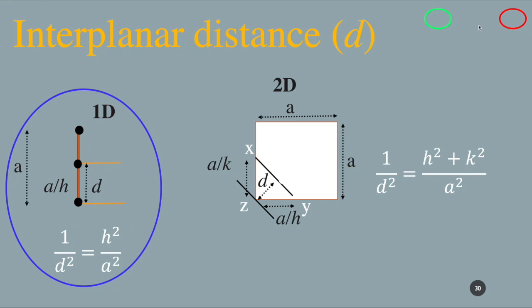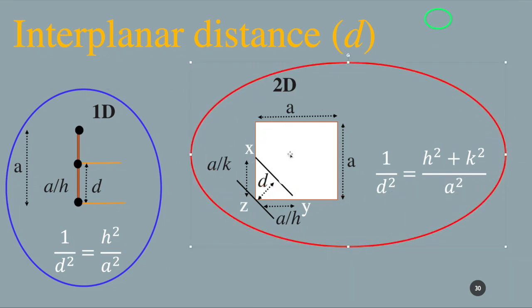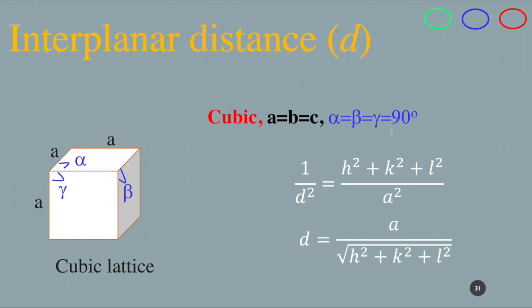So we can extrapolate this idea to a 2-dimensional system. In a two-dimensional system, we have the distance between these two planes represented by Miller indices h and k in this fashion, exactly like this one. And similarly, for 3 dimensions, we have this equation: h square, k square, l square divided by a square. So this represents the distance between the two planes in 3 dimensions, and it is very helpful.